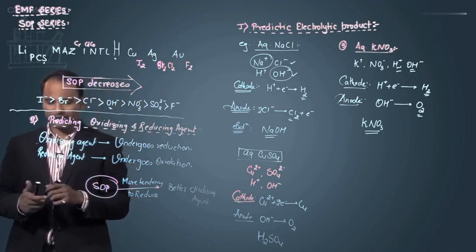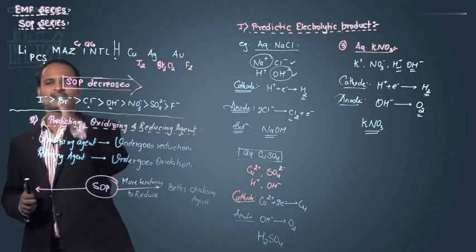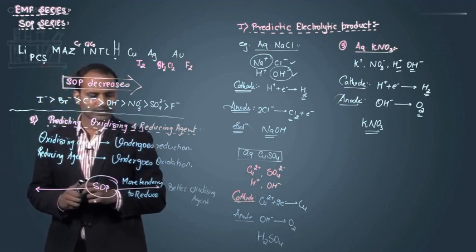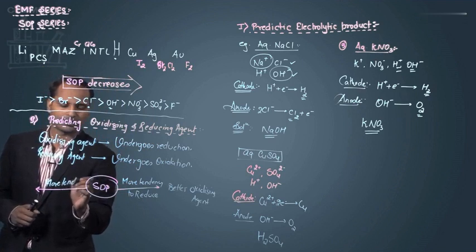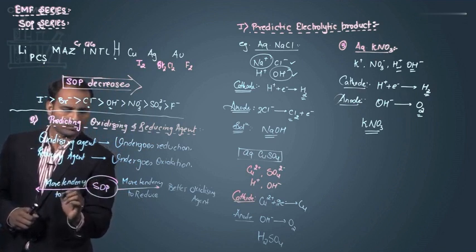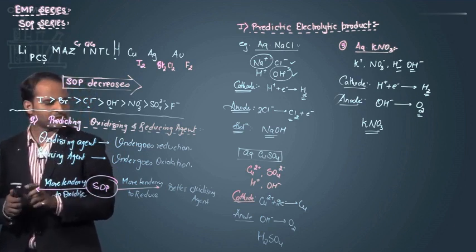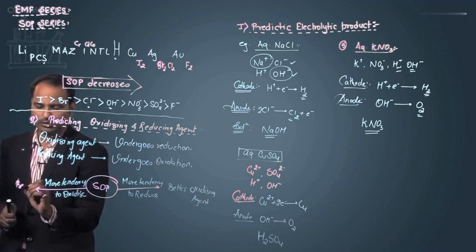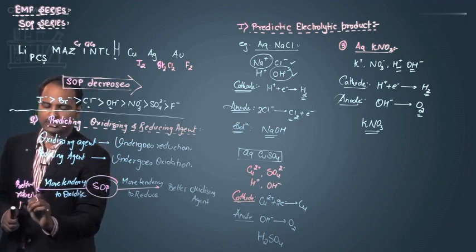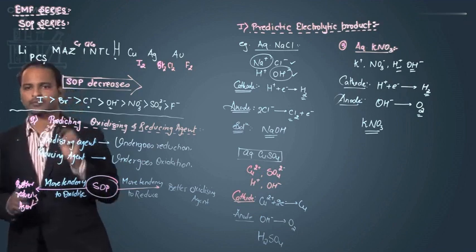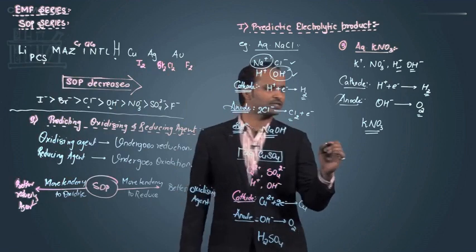And if you are moving from right to left, that means SOP will increase, and if SOP increases, there is more tendency to oxidize, and more tendency to oxidize means we consider it a better reducing agent. So we'll have a better reducing agent. Now let's see some examples, the questions which are asked on this.